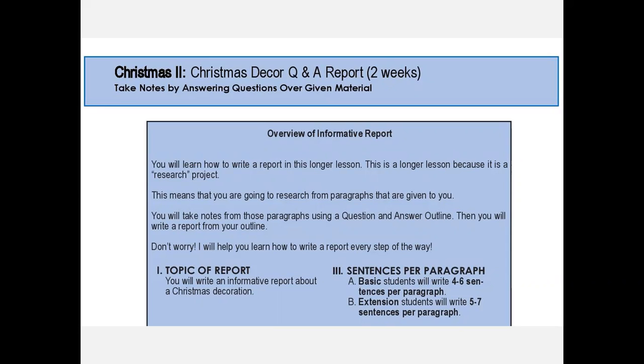So at this stage, basic students write 4 to 6 sentences in each paragraph, and extension students will write 5 to 7 sentences per paragraph. Sometime I'm going to go over the whole concept that words make sentences, sentences make paragraphs, and paragraphs make reports, essays, and stories. And then, of course, those make books eventually. This is why I count paragraphs. There's a real reason why we count paragraphs: they are units of thought. So I always want students to think in terms of units of thought.